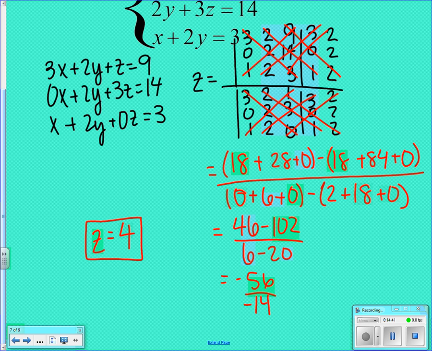And so that's how you use Cramer's rule for a 3 by 3. And you can expand that to a 4 by 4. We're not going to do that this year, but you would use the same concept to do a 4 by 4. Okay?